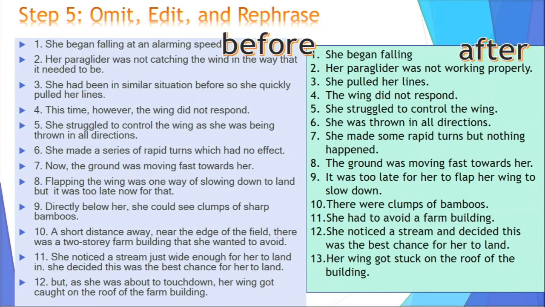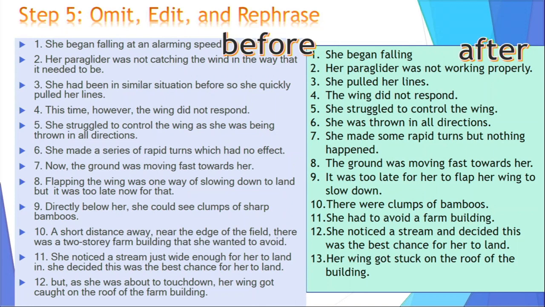So, let's have a closer look at step 5, omit, edit and rephrase. The points that you have on your left hand side are the points before we omit, edit and rephrase. And the ones that you have on the right are the points after omitting and editing or rephrasing. So let's have a look at the points one by one.